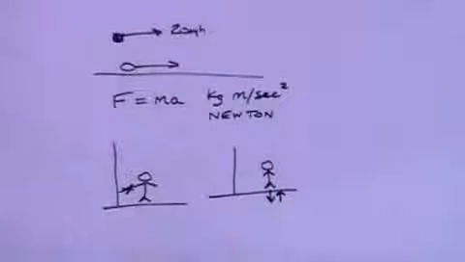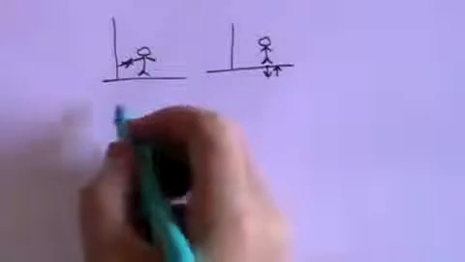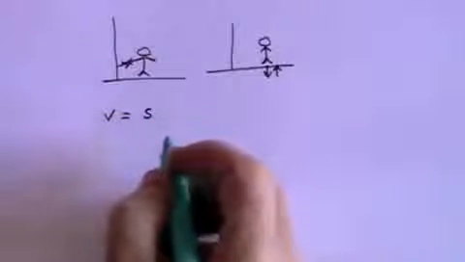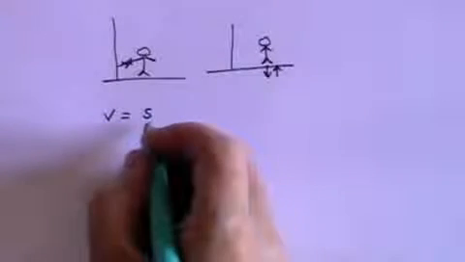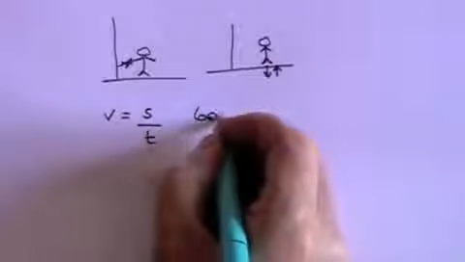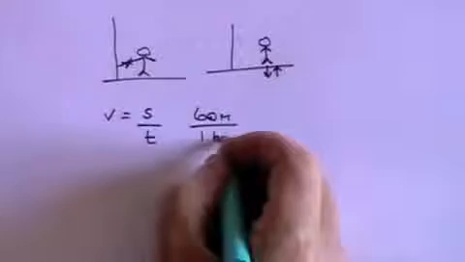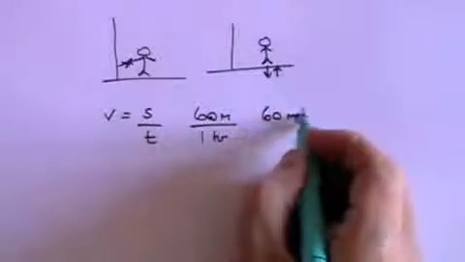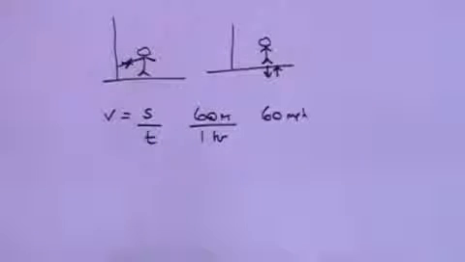body 1. We're going to look at a couple of definitions. First, we're going to define velocity as the distance, which we usually represent by the letter S, divided by time. If you travel 60 miles in 1 hour, then you can say that your velocity is 60 miles per hour.